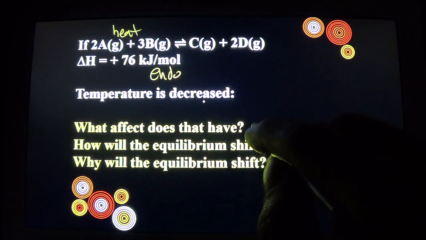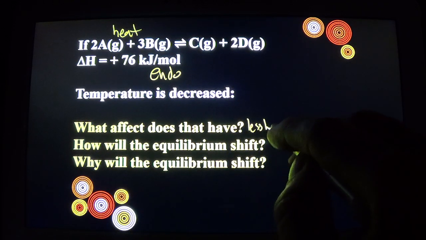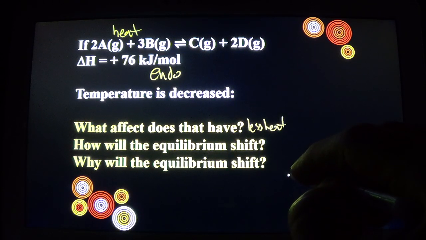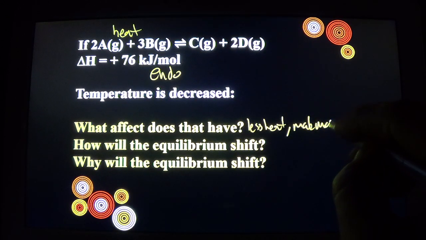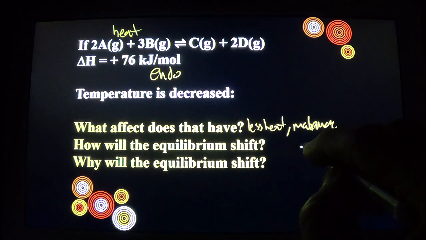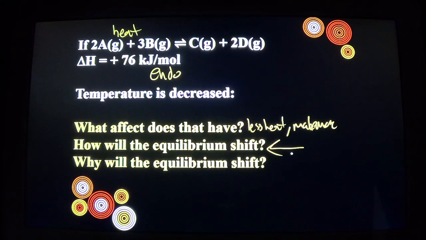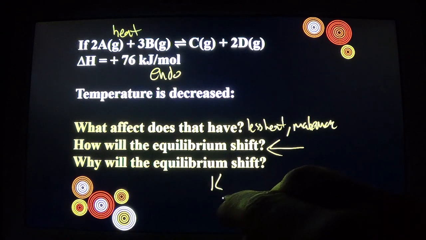Temperature is decreased. I have less heat. How do I make more? Well, since heat's on the left side, I'm going to make more. Heat's on the left side, it's going to shift to the left. What's that mean between my K's?